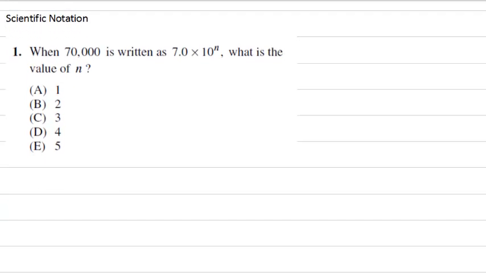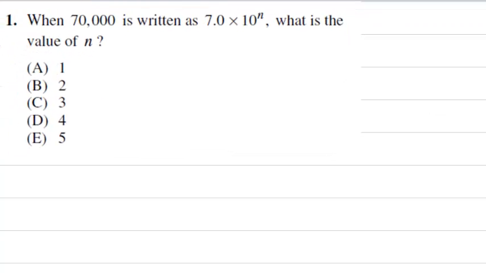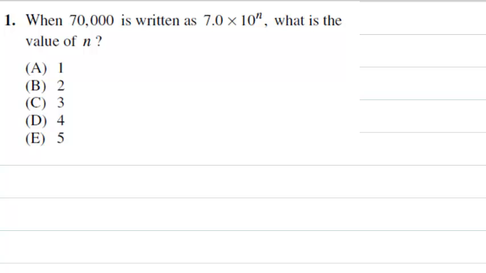Here's a problem that involves scientific notation. When 70,000 is written as 7.0 times 10 to the n, what's the value of n? 70,000, if I were going to turn that into scientific notation, it would be 7 times 10 to some power. And to find out that power, I'm going to find out where the decimal is on the 70,000.